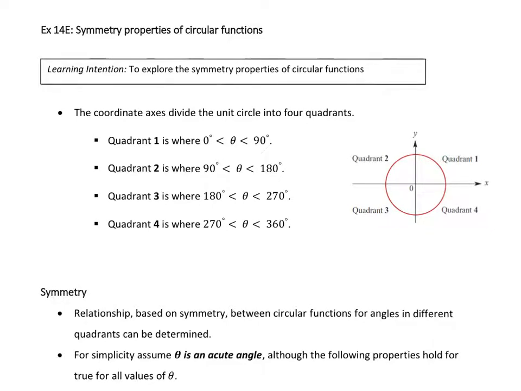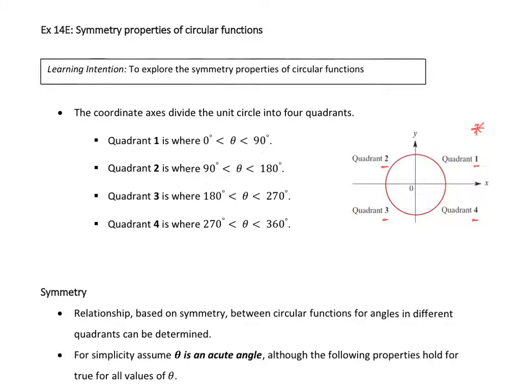In this exercise, we're looking at the symmetry properties of circular functions. And really what we're going to be trying to do is relate everything back to the first quadrant. So let's talk about what a quadrant is. If you look at our diagram over here, you will see that it is a circle divided into 4 quarters or 4 quadrants. And the order of the quadrants is really important here. So that is the first, second, third and fourth quadrant. We always go in an anti-clockwise direction.